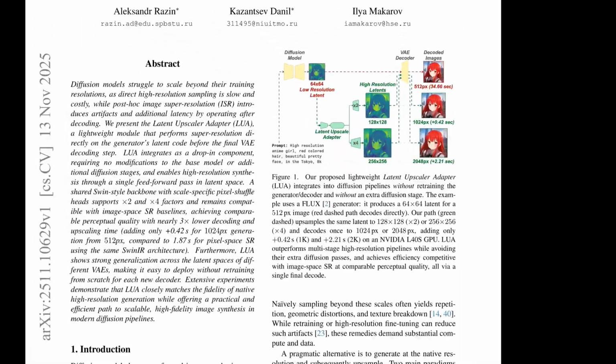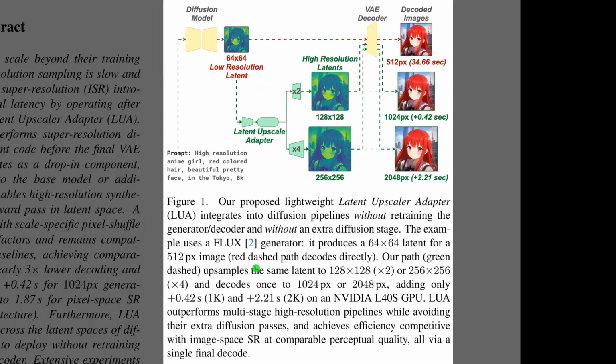Figure 1 shows how the latent upscaler adapter lifts resolution earlier in the pipeline, so one decode produces a bigger, sharper image. It works on the latent code, a compressed internal image representation, which preserves semantics while cutting compute. The red path decodes the original low-resolution latent to a standard output. The green path first enlarges the latent by a factor of 2, then decodes once, avoiding extra diffusion passes. The timing callout highlights practical speed, with the 1 kilopixel case adding about 0.4 seconds.